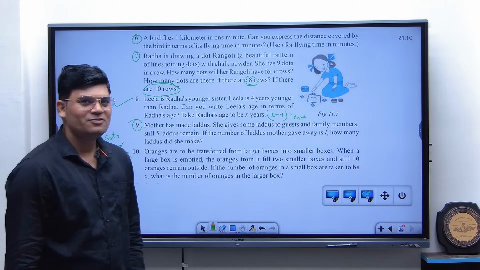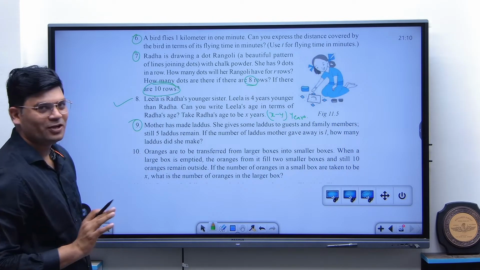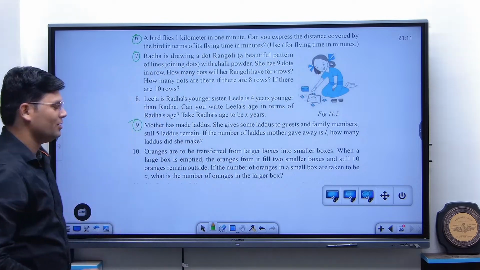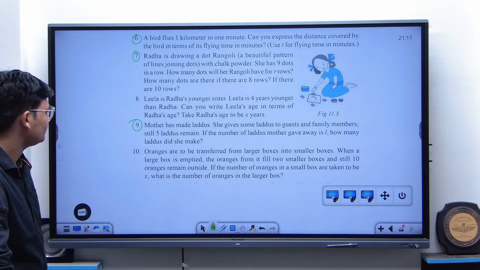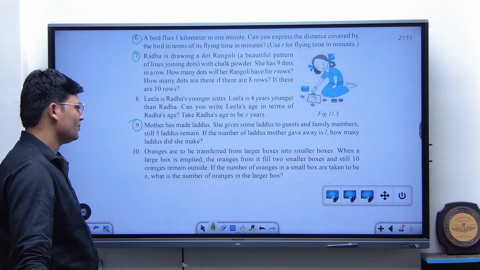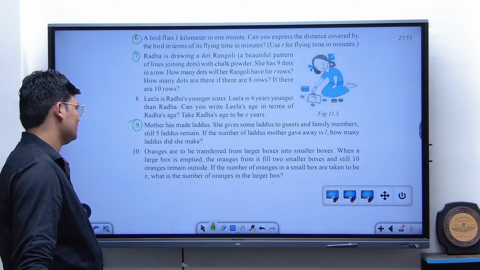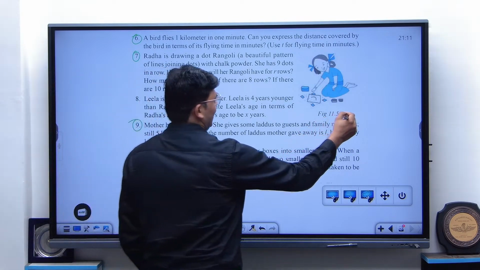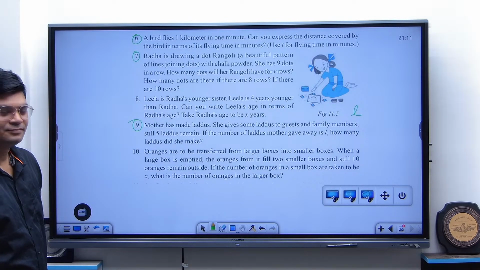Yeah, read the next one. Mother has made laddus. Okay, before that I want the proper answer for this. Read the question properly. You can take your time. Chalo, start. Mother has made laddus. She gives some laddus to guests and family members. Still 5 laddus remain. If the number of laddus mother gave away is L, how many laddus did she make?